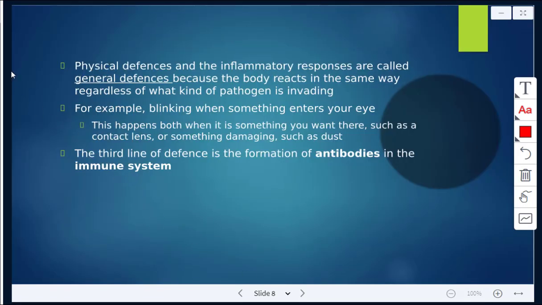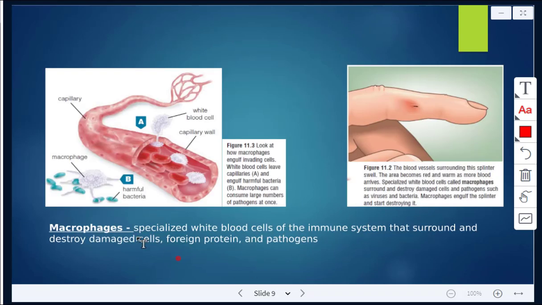All right, so those two that we just talked about, the physical defense and the inflammatory response, those are called the general defenses because the body's going to react in the same way. It doesn't matter which pathogen was invading. For example, when you start blinking, when something enters your eye, it's going to happen both when it's something you want there, like if you're putting in a contact lens, or if it's something damaging such as dust. The third line of defense is the formation of antibodies in the immune system. And we'll talk about that a little bit more in the next lesson.